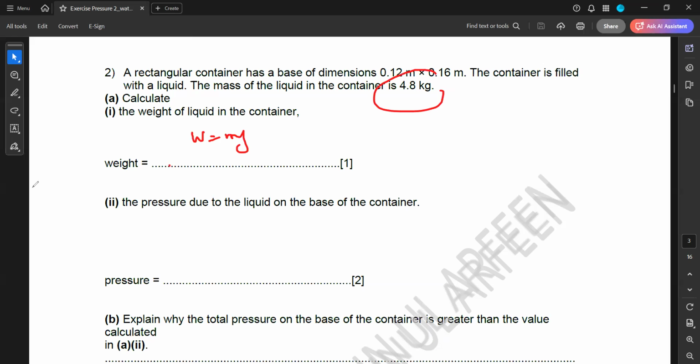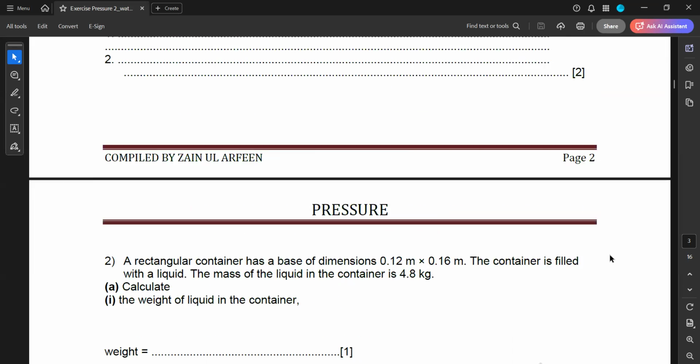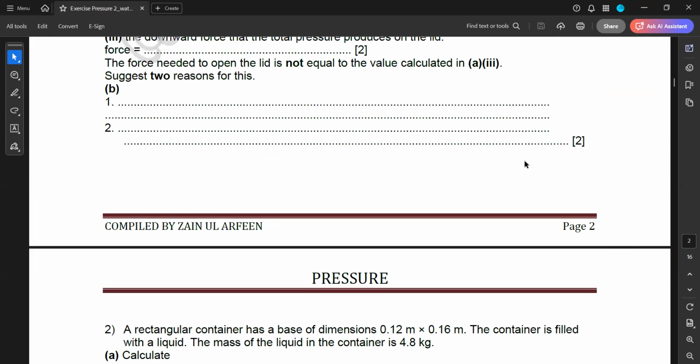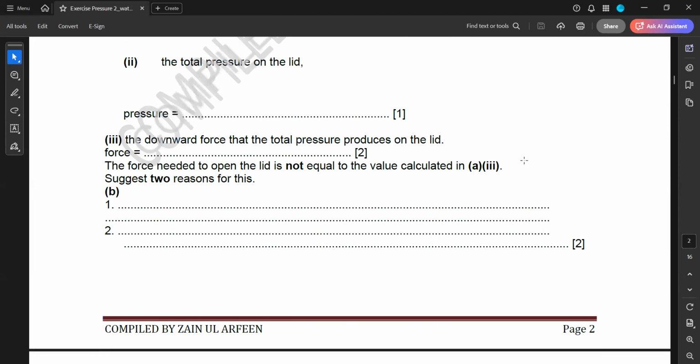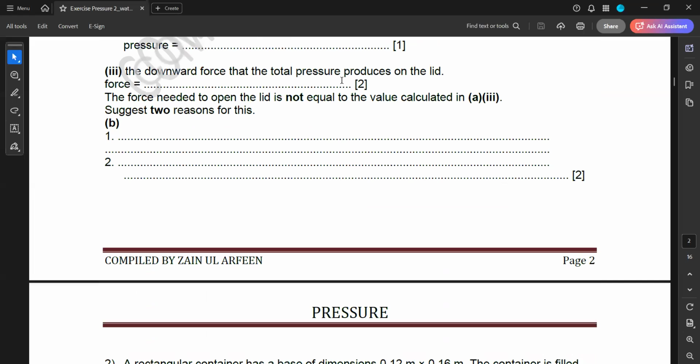Teacher, can we take it as 10 also, or is it not allowed? No, take 9.8. When you see the recent exam papers, you will find that they mention that they take gravity as 9.8. Oh, okay. Then 2B, okay.